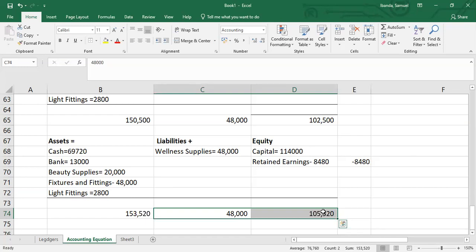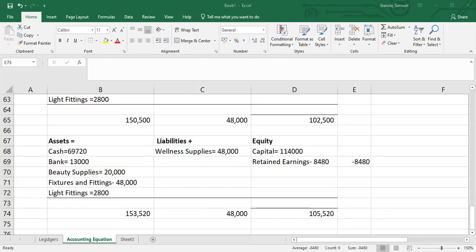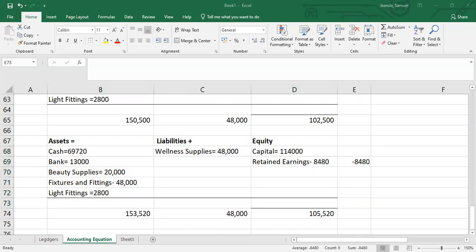So it's good for us to take note of that. We have successfully recorded all our transactions in the accounting equation, as well as we've also been able to do the same thing when it comes to the ledgers. You get it? When it comes to the ledgers.